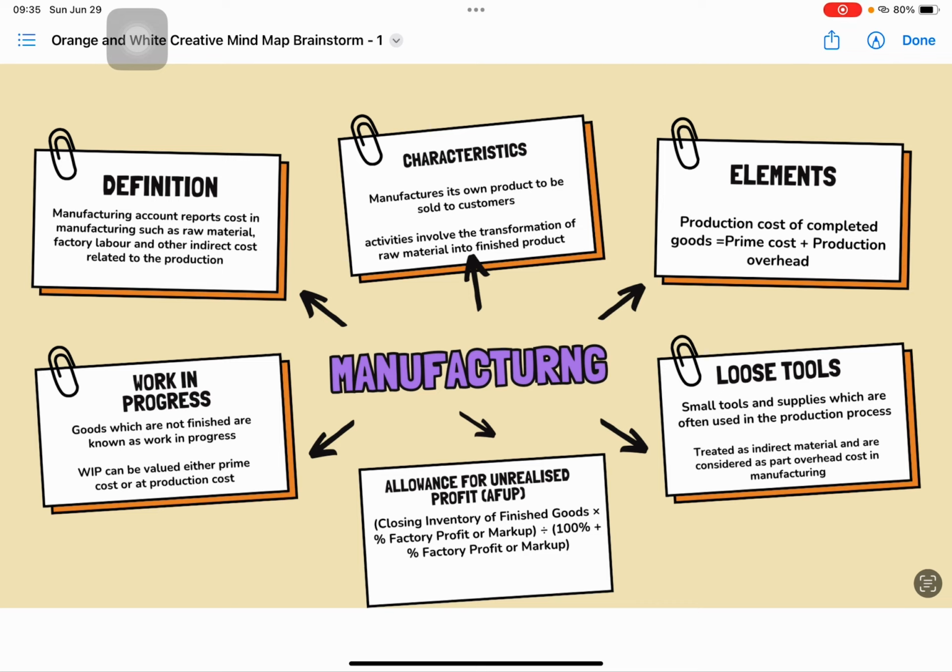Manufacturing has a characteristic. They manufacture a product to be sold to a customer. The activity involves the transformation of raw material into a finished product. Manufacturing also has an element. The element is production cost. They have a formula: production cost of completed goods equals prime cost plus production overhead.